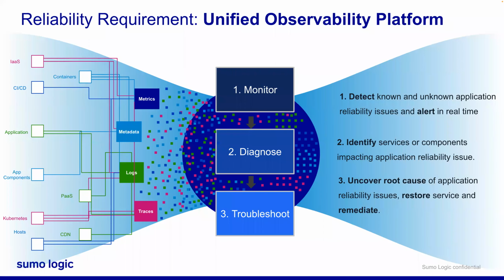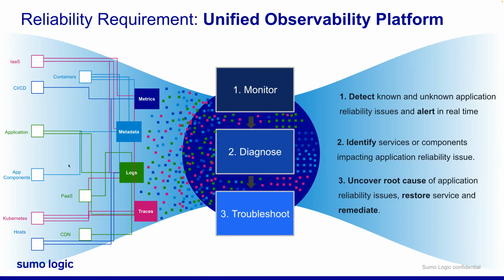Now, this slide is similar to the other one, a little variation on it. What I'm trying to show here is one aspect to achieve this end-to-end reliability: that unified observability platform. So what does that mean? Well, on the far left of the screen, we have things that are creating data, and we want to get all that data telemetry. So we need to get that data from our applications, our app components, Kubernetes, host, our CI/CD pipeline, AWS. All this data is being generated and it needs to be brought into Sumo Logic.